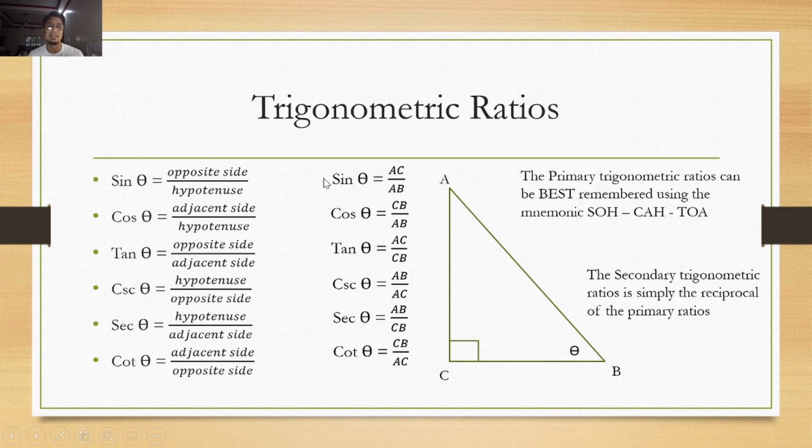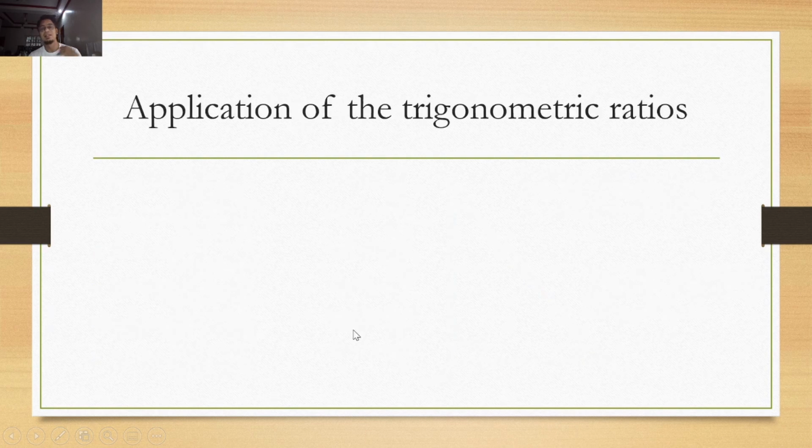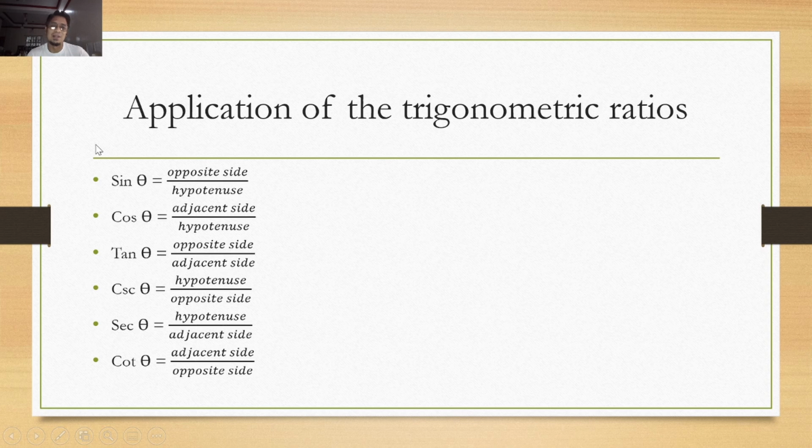Sine, ang reciprocal niya, cosecant. Cosine, ang reciprocal niya, secant. Tangent, ang reciprocal po niya, cotangent. So sana po naintindihan natin. Now, let's try to apply this in trigonometric ratios. Balikan lang natin yung mga given dito kanina. Opposite, hypotenuse. And let's have here now the given.